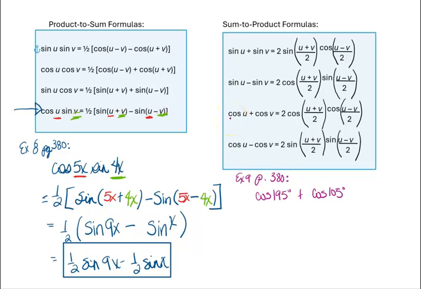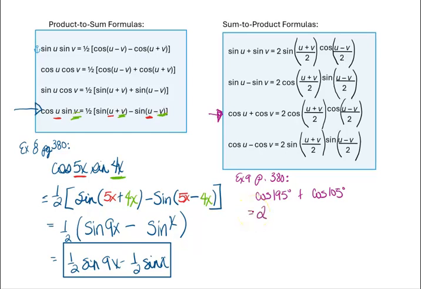So I'm going to look at my sum to product formulas, and I find that the cosine of 195 plus the cosine of 105 is this product right here, which can be rewritten as 2 times the cosine of u plus v over 2 times the cosine of u minus v over 2. So I'm going to go ahead and rewrite that using my u's and my v's, u being 195 and v being 105. I'm not going to change colors in this one.